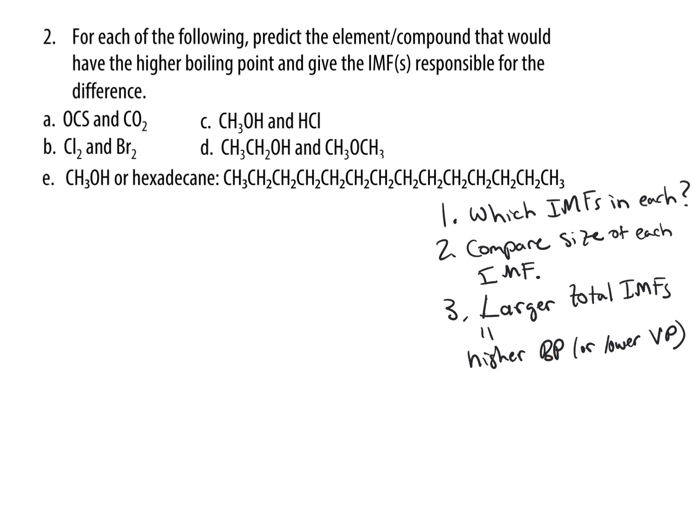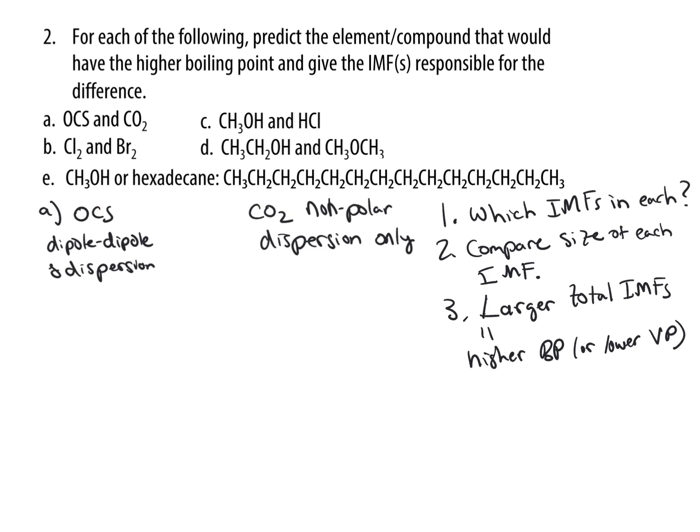For A here, OCS has dipole-dipole and dispersion forces. CO2 has dispersion forces only. Now I want to compare the size of each IMF. To do that, let's look first at dispersion. We always need to compare dispersion forces because all molecules have them. CO2 has 22 electrons versus OCS has 30. OCS is a little bit bigger, so OCS has a little bit stronger dispersion forces.